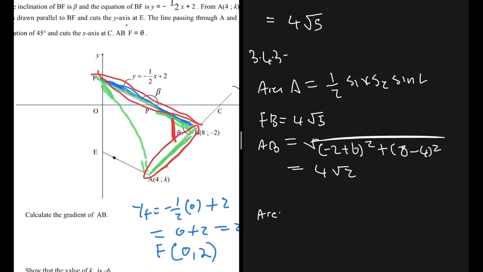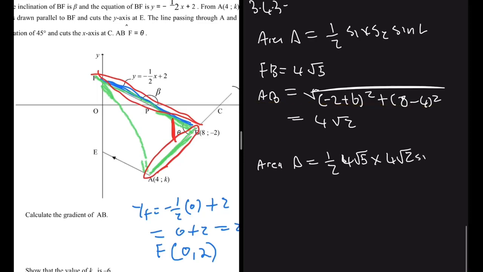So now we can say that the area of our triangle ABF will be equals to half side 1, 4 square root of 5, right? 4 square root of 5 multiplied by the other side 4 square root of 2 sine of the angle they sandwich, right?